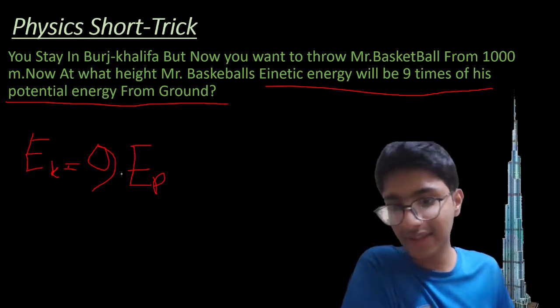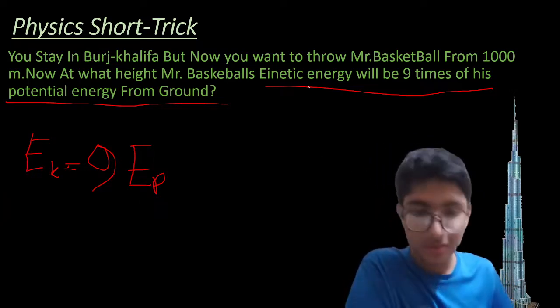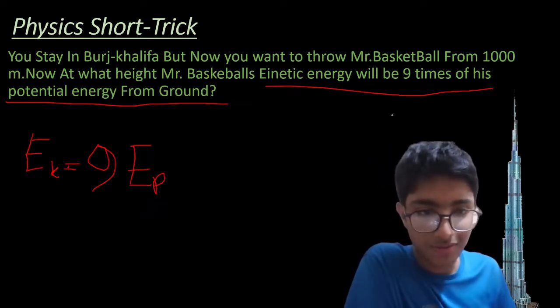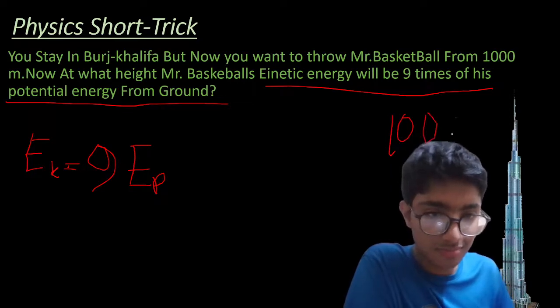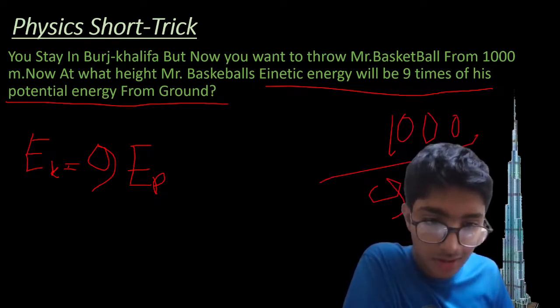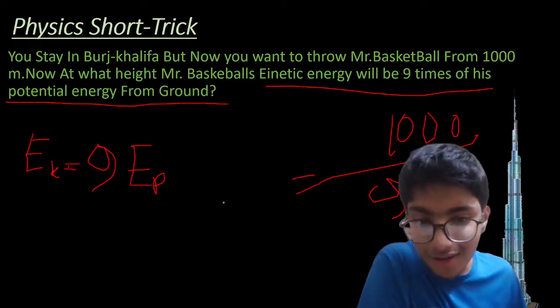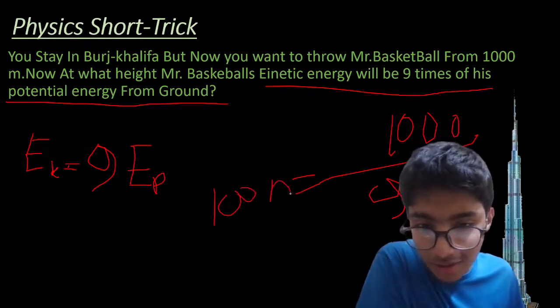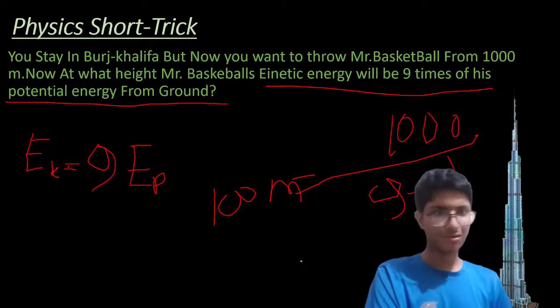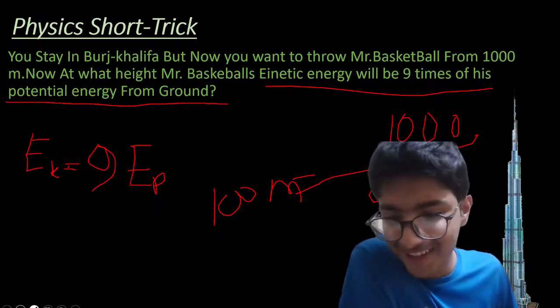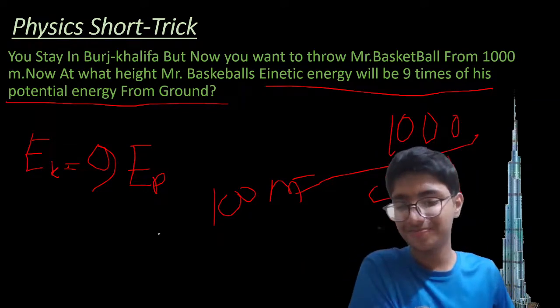So here EK is 9 times EP. So we do the math: 1000 divided by 9 plus 1. How is it 100 meters from the ground? Bro, how did I do that? Now I'll let you know.